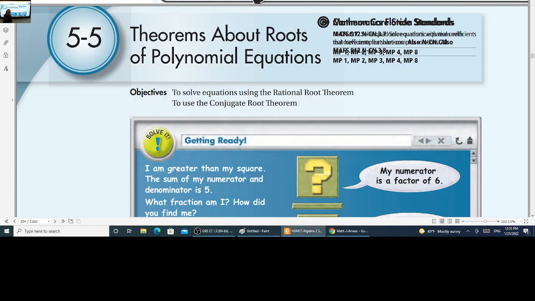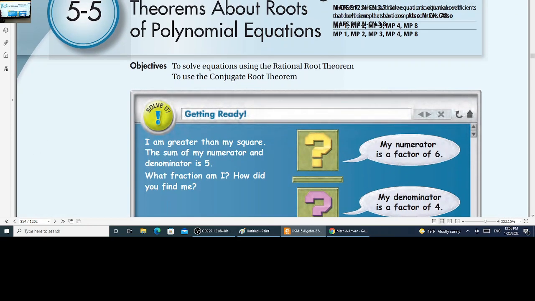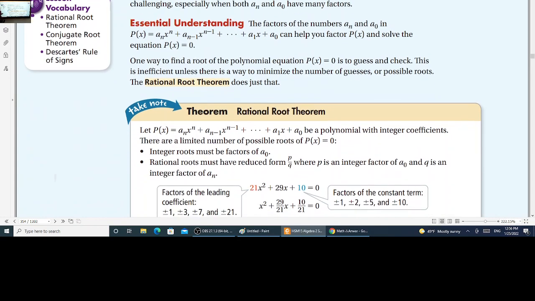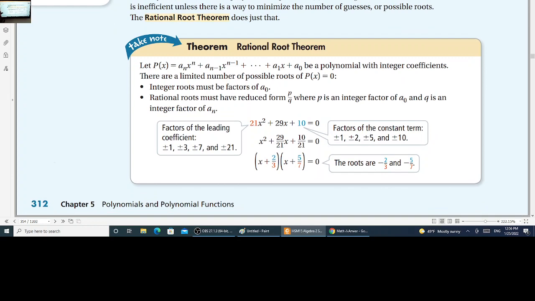Hello, in this video we will talk about theorems about roots of polynomial equations, which is actually lesson 5-5. The objectives of this lesson are to solve equations using the rational root theorem and to use the conjugate root theorem. The first theorem is the rational root theorem.